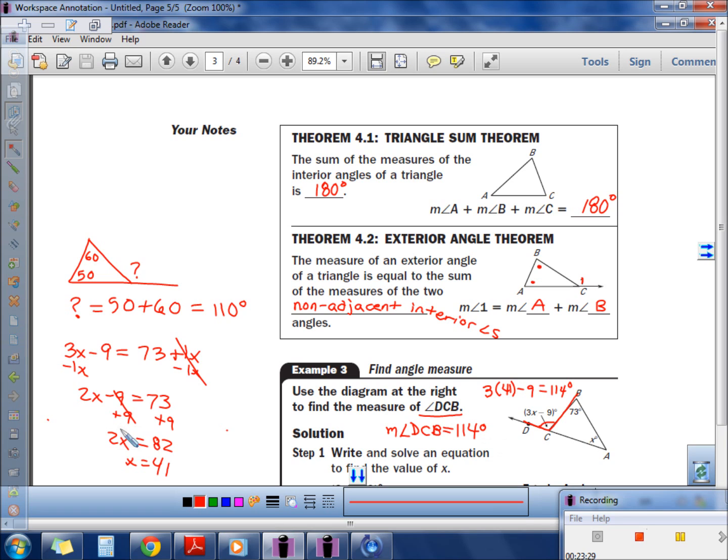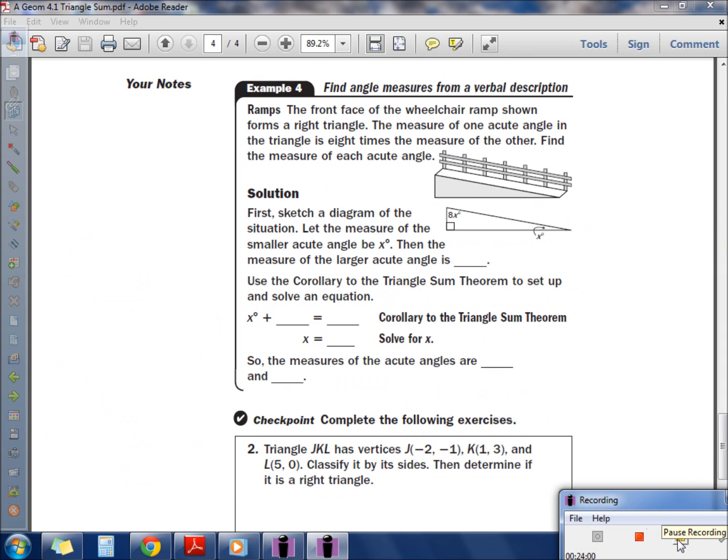My work is shown out here to the left. I can see where I've substituted the value and I have my final answer. Usually I circle my final answer too. So that would be a good thing to practice. Circle that final answer. All right, here we go. We're going to go to example 4 now.